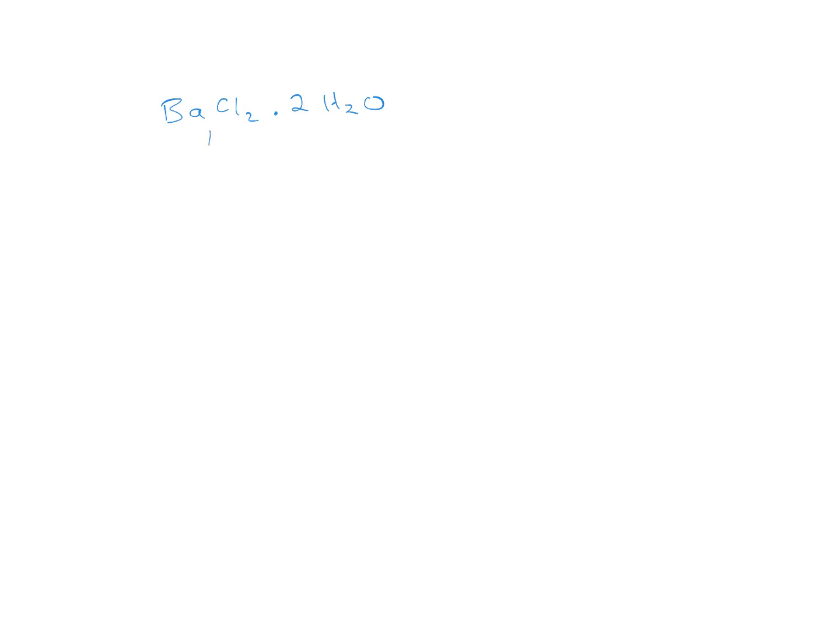And for barium chloride, it's 208. We've got 2 waters, so that's 2 times 18, that's 36. So the percentage of water of crystallization will be 36 over the total mass. That's the 208 plus the 36. That's 244. And then we just convert that to a percentage, times it by 100, that's 14.8%.